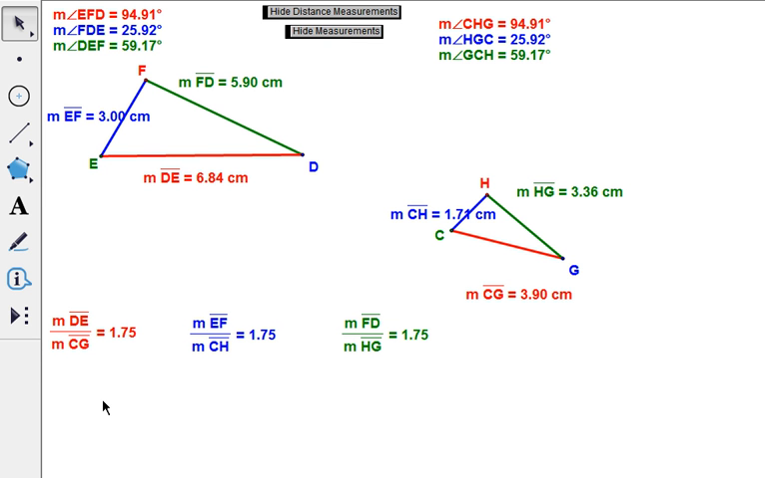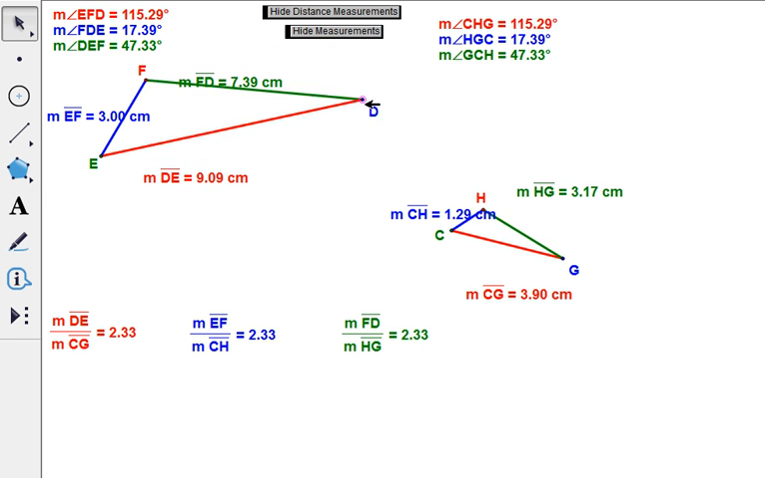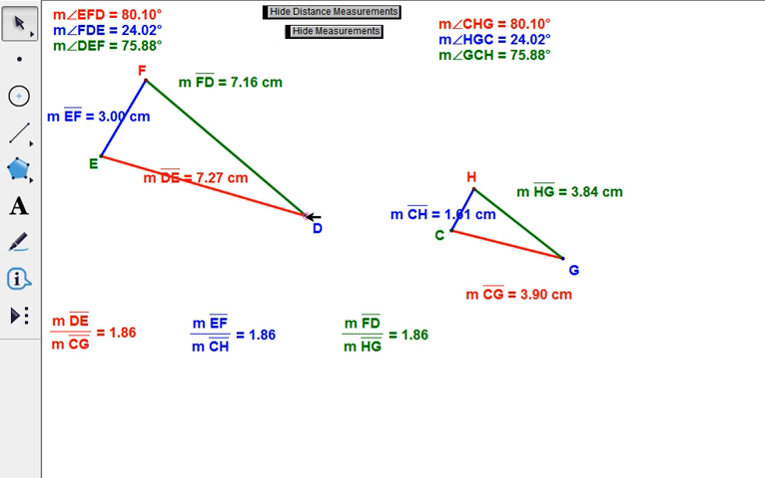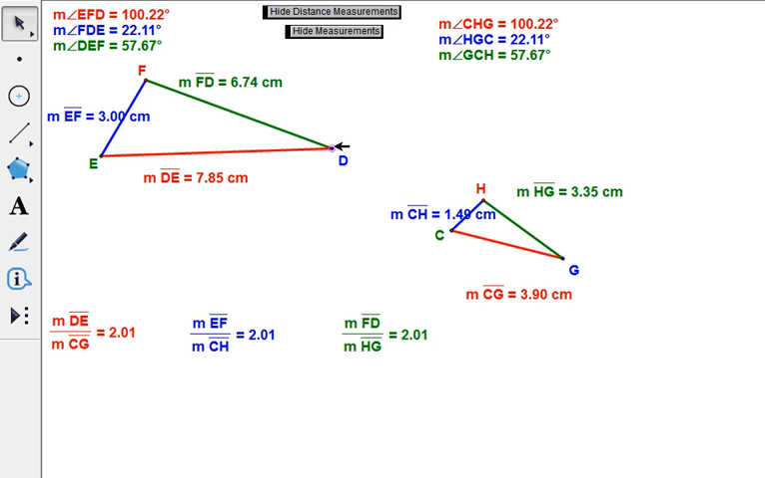So think back to what it means to be similar polygons. If all the corresponding angles are congruent, which we have checked, and all the corresponding sides are proportional, which we have, then the polygons are similar. So right here, it doesn't matter how I move this, my corresponding angles stay congruent, my corresponding sides stay proportional, therefore these triangles are similar. And all I started with were the corresponding angles being congruent.